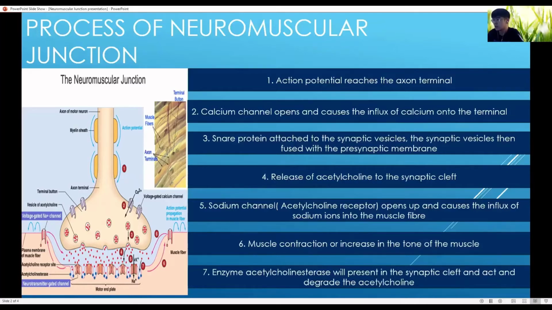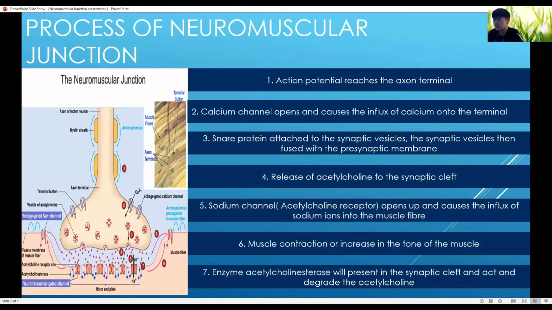What happens next is, after fusing with the presynaptic membrane, the process of exocytosis will happen, and this causes the release of acetylcholine into the synaptic cleft. This acetylcholine, which is the neurotransmitter, will then react with the sodium channel, which is the acetylcholine receptor, and it opens up. This causes the influx of sodium ions into the muscle fiber. As a result of this, muscle contraction or increase in the tone of muscle will occur.